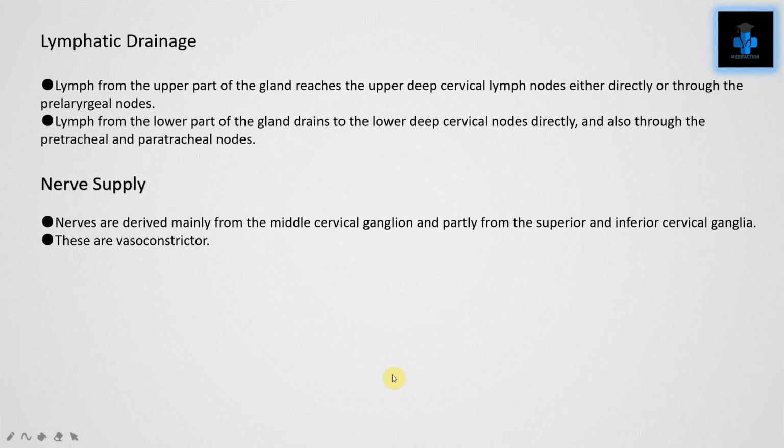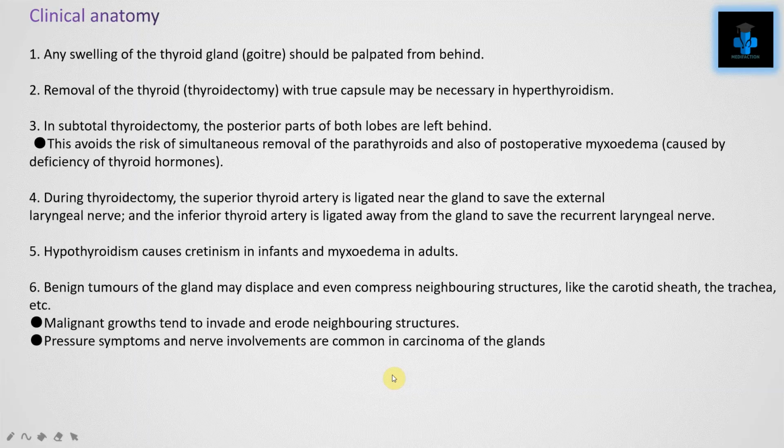Nerve supply of the thyroid gland. Nerves are derived mainly from the middle cervical ganglion and partly from the superior and inferior cervical ganglia. These are vasoconstrictor. Now let's move on to some important clinical anatomy.